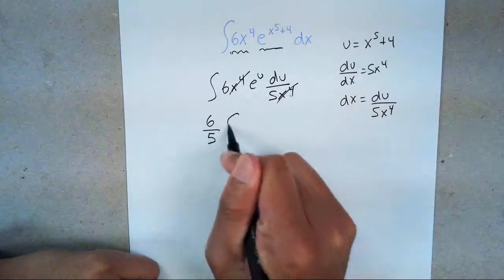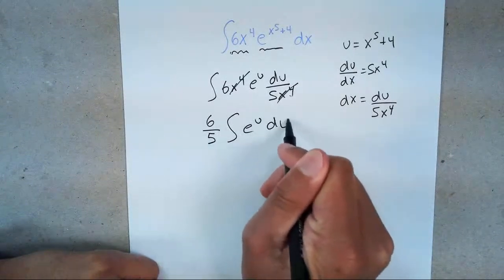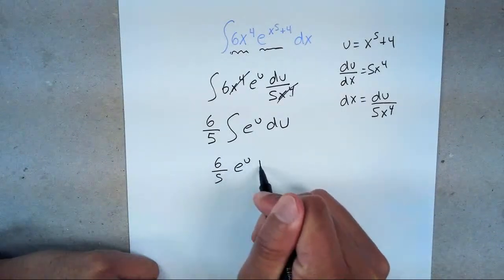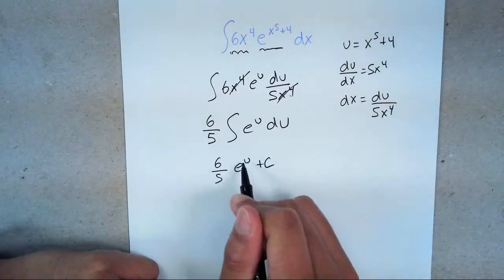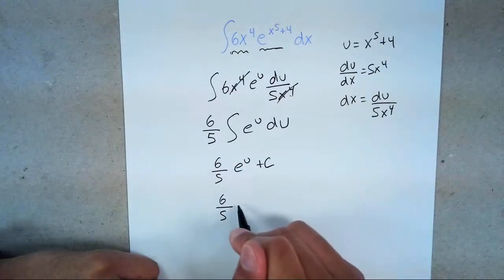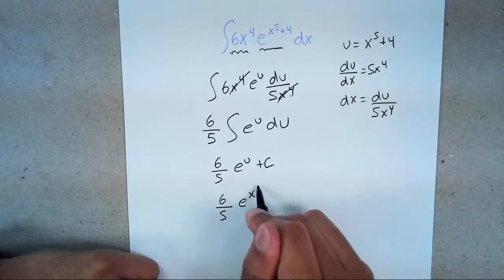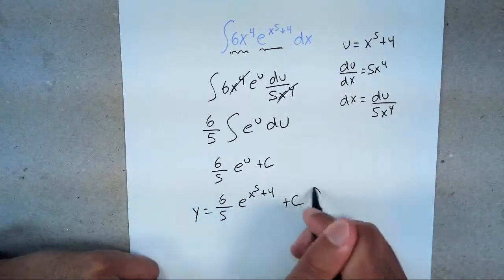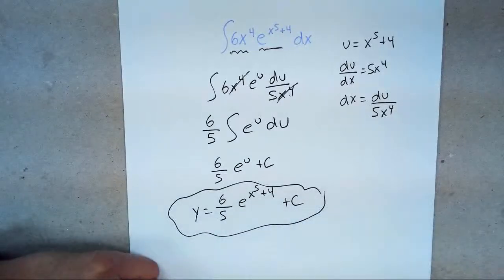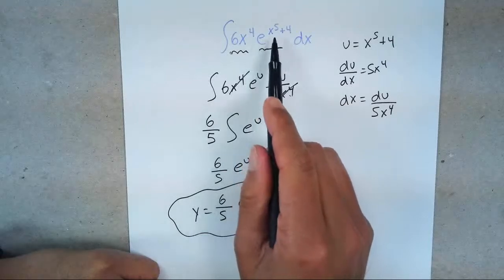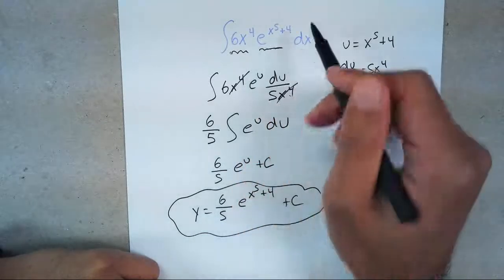So it becomes 6/5 integral of e to the u du, and the antiderivative of e to the u is just e to the u. But once again, you don't want your exponent to be u, you want your exponent to be what u equals. So this final antiderivative is 6/5 e to the x to the 5th plus 4, plus a c, and that's what y equals. That's your general solution. Okay? Now this is a constant pattern. Anytime you notice that there's only one e and you have to find the antiderivative of another function, your u is always going to be your exponent.